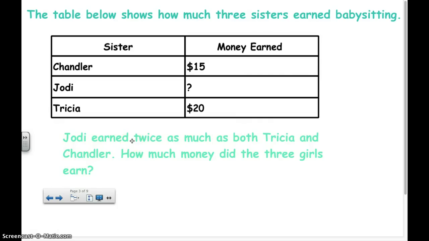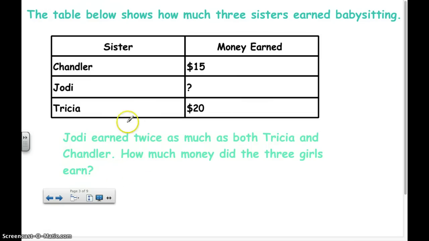So let's look at this table. The table shows how much three sisters earned babysitting. So we have Chandler, Jody, and Trisha. Jody earned twice as much as both Trisha and Chandler. How much did the three girls earn?